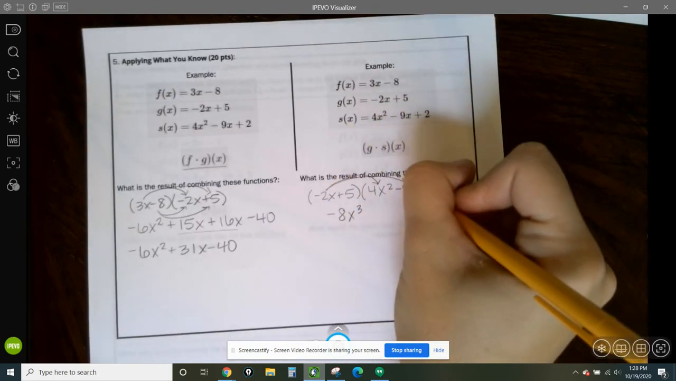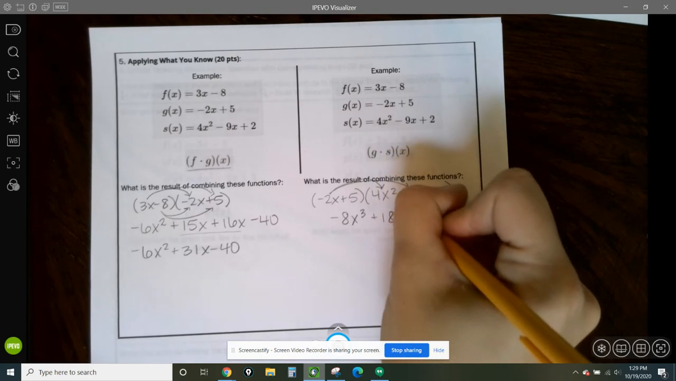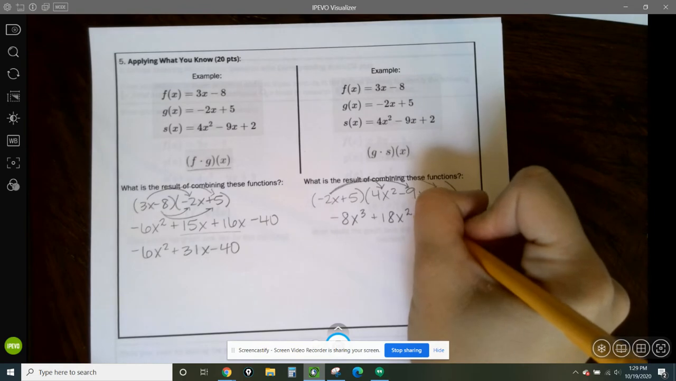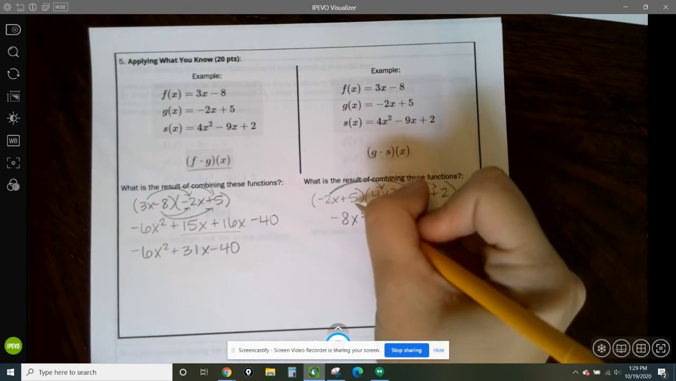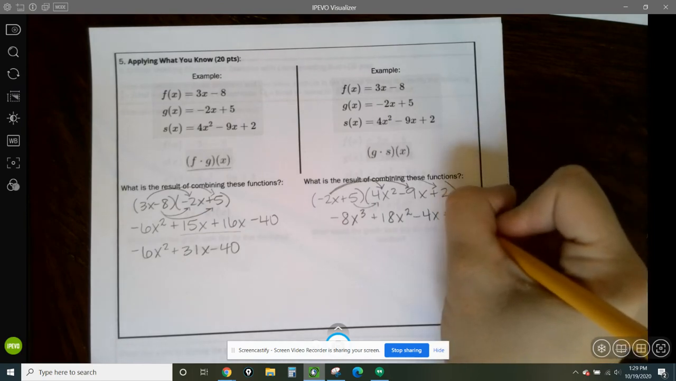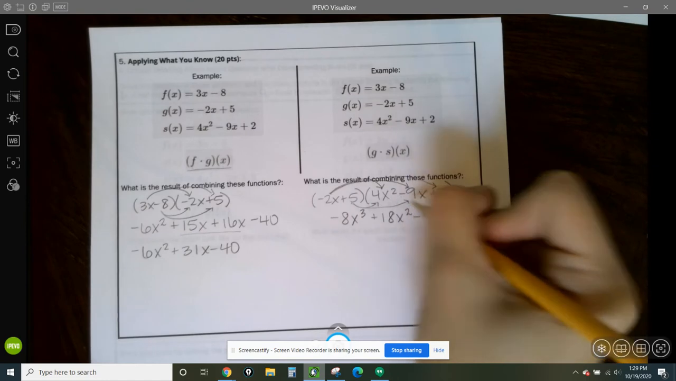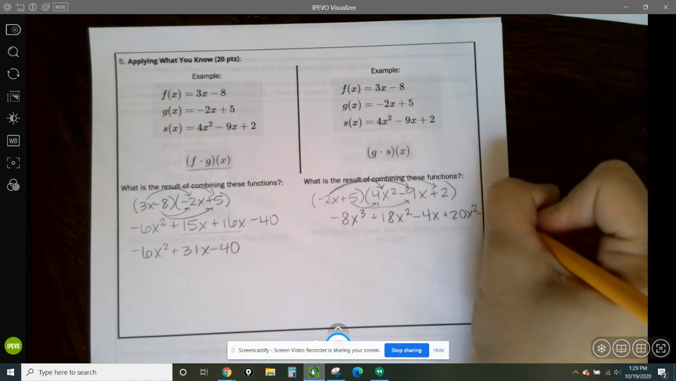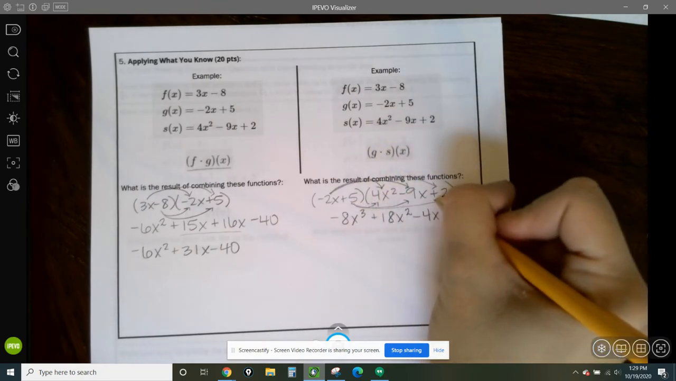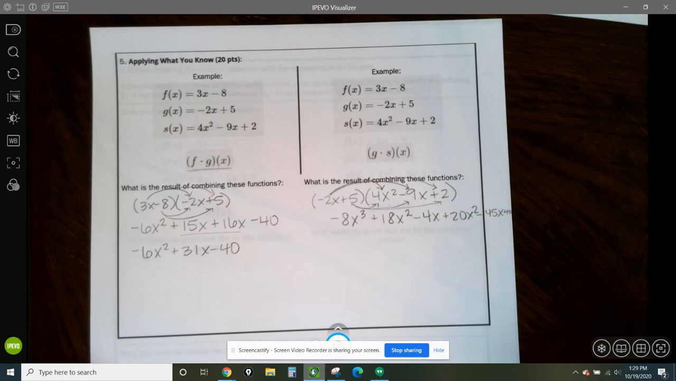Negative 2x times negative 9x would be a positive 18x squared. Negative 2x times positive 2 would be minus 4x. Now I'm moving on to the 5. 5 times 4x squared is 20x squared. 5 times minus 9x is negative 45x. And 5 times a positive 2 is a plus 10. I can barely fit it on my paper.